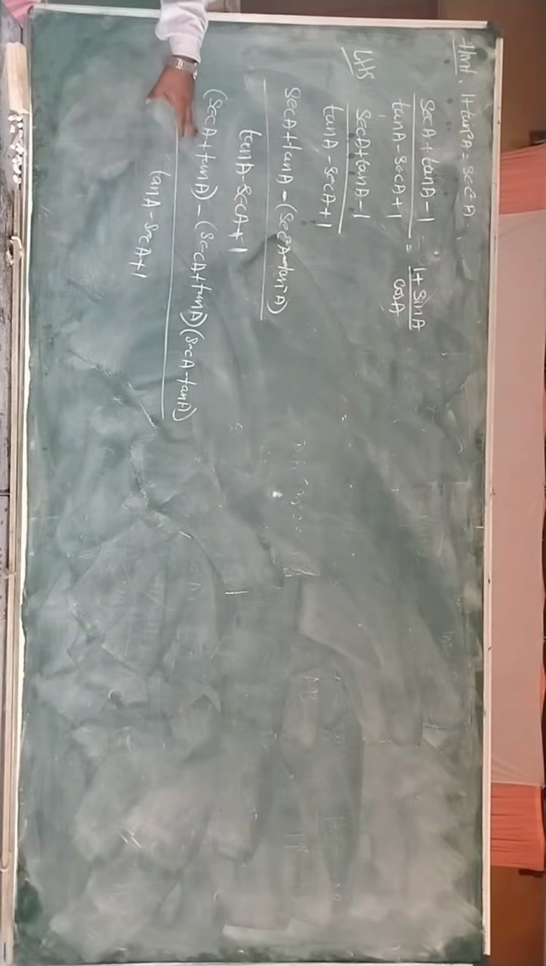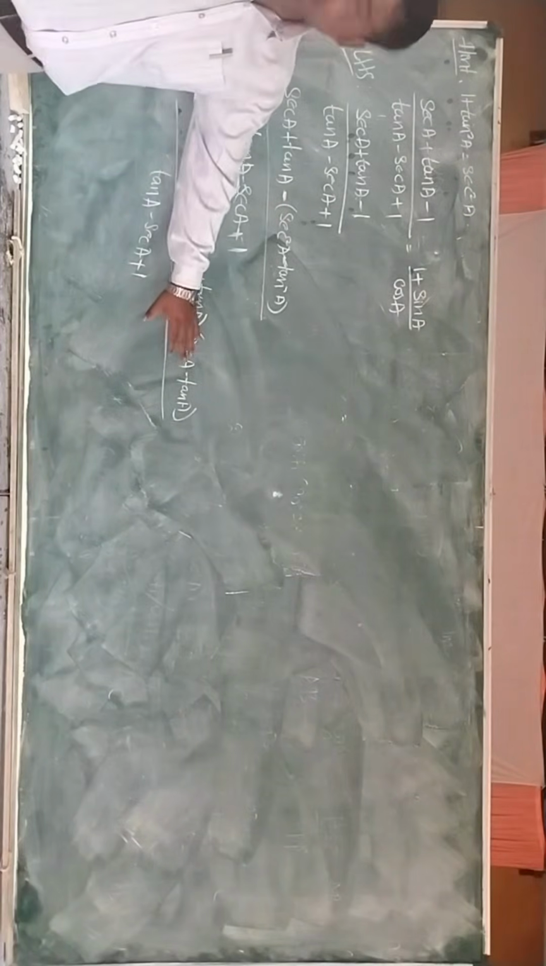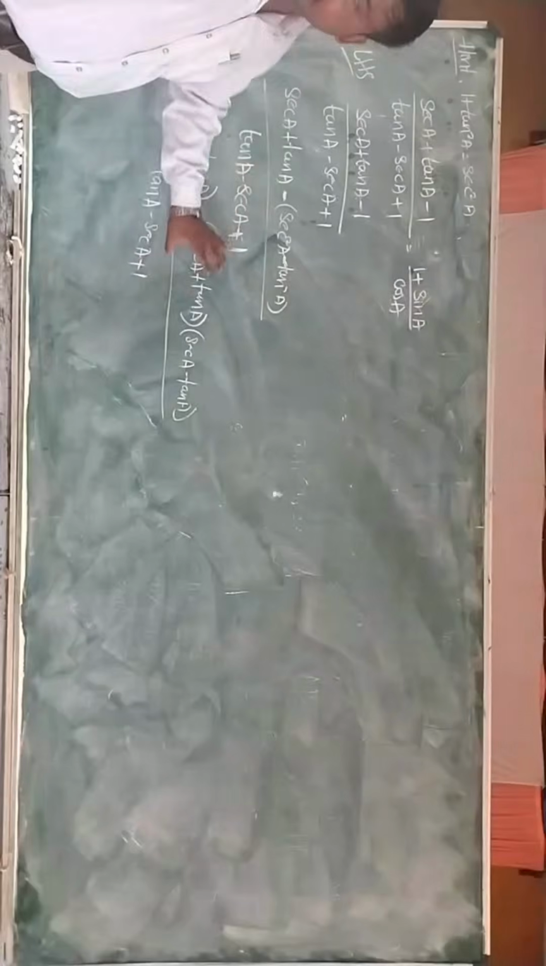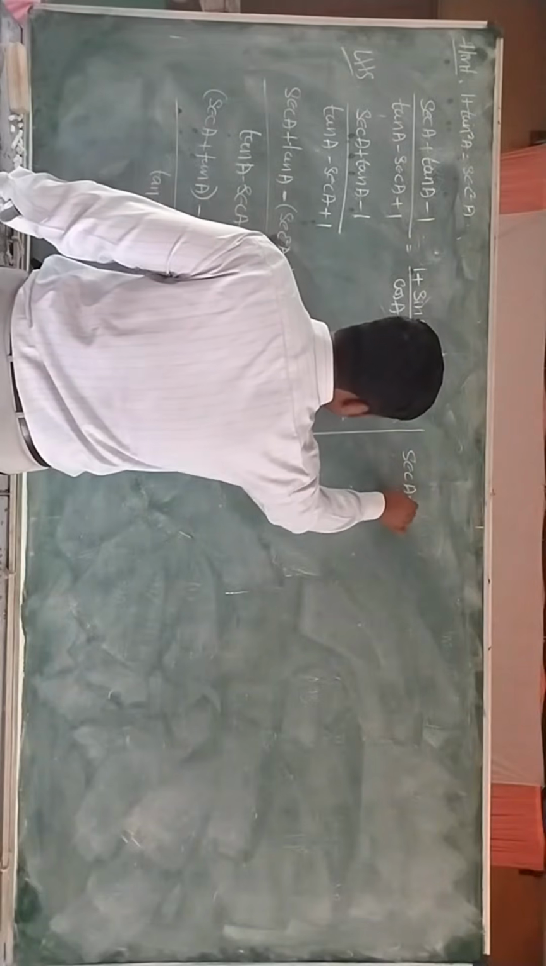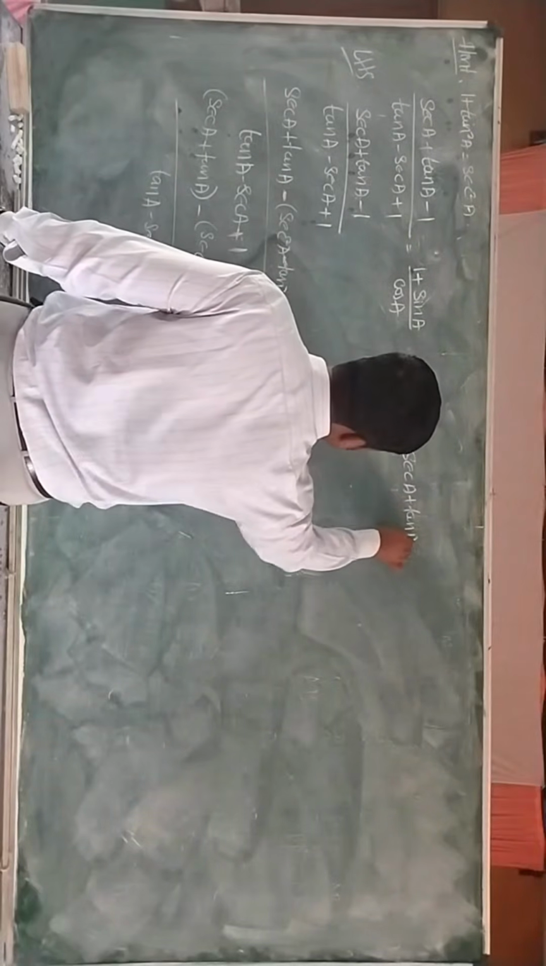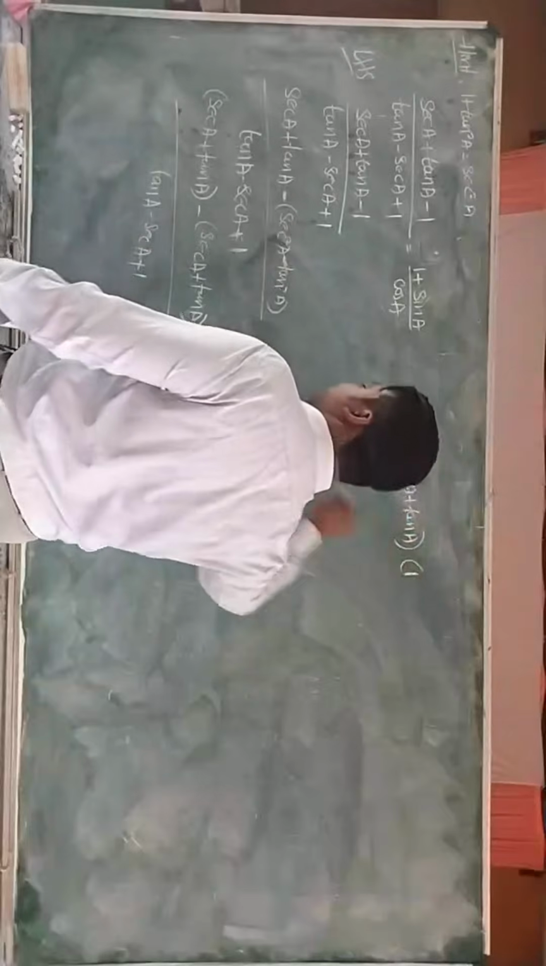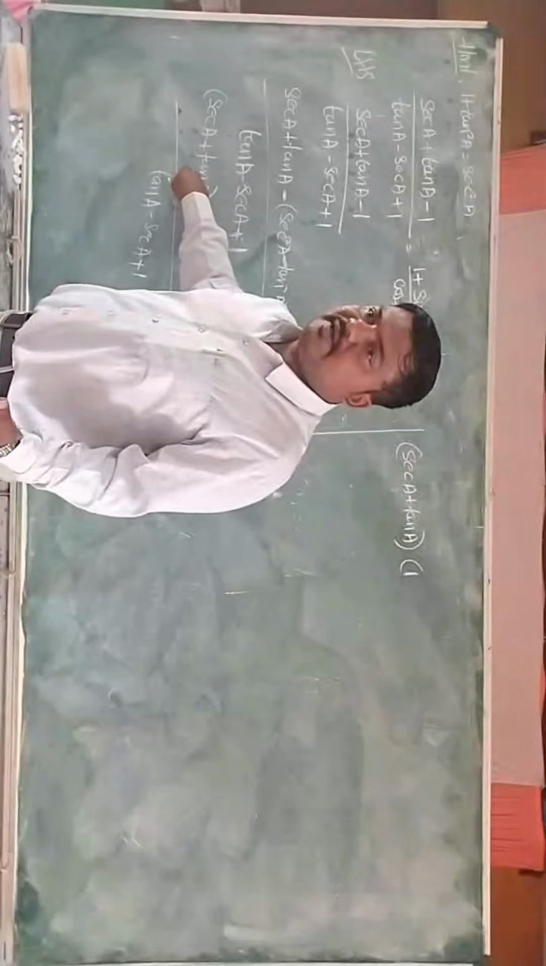Here are two terms. First sec A plus tan A, and sec A plus tan A into sec A minus tan A. Sec A plus tan A is common. Take it outside. Sec A plus tan A, and remaining term inside the bracket is 1. Sec A plus tan A outside, remaining only 1.